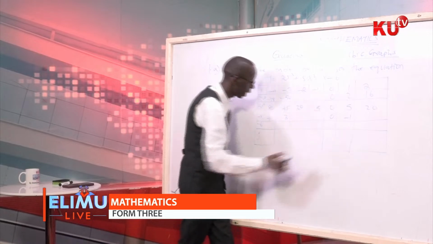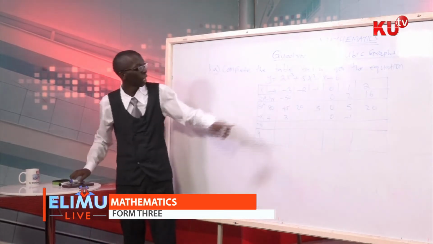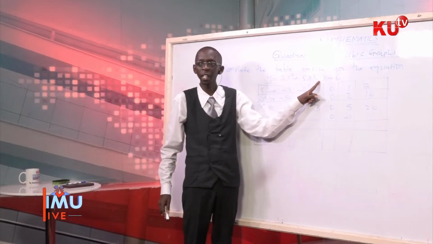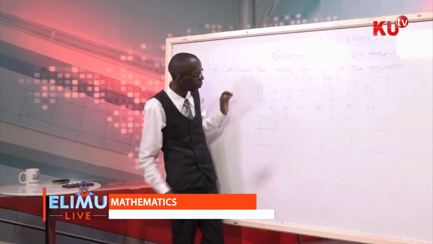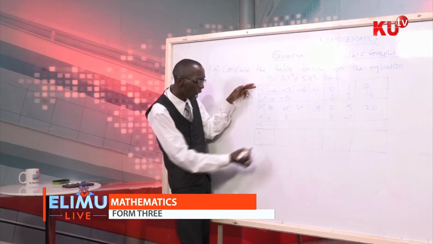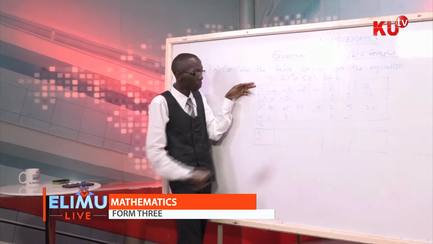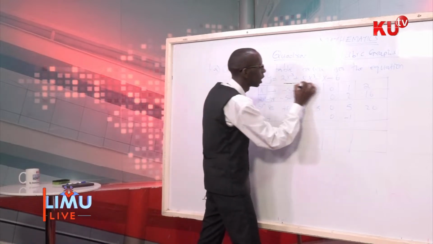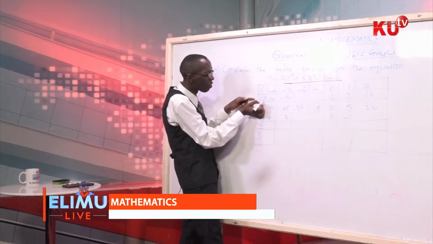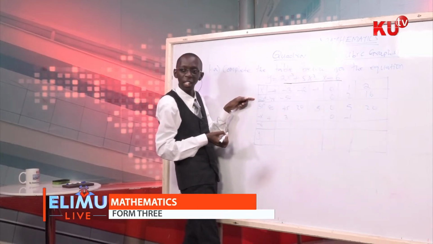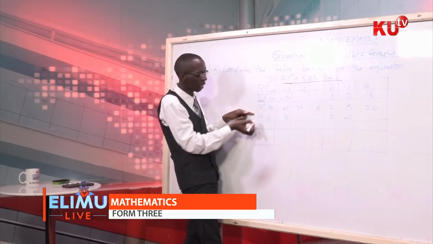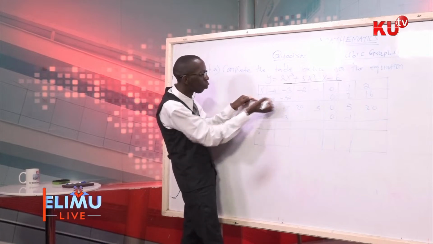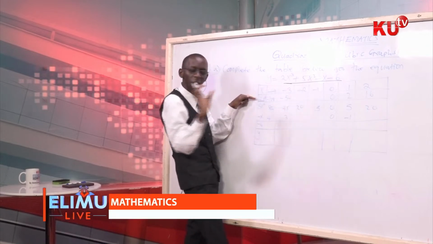And then you are told to complete the table. That is the first question. We are told to complete the table below for the equation 2x cubed plus 5x squared minus x minus 6. And the table has the values of x and we have the values of y. But for us to get the values of y, we must use this equation. And the equation is written vertically as 2x cubed, 5x squared, and negative x.